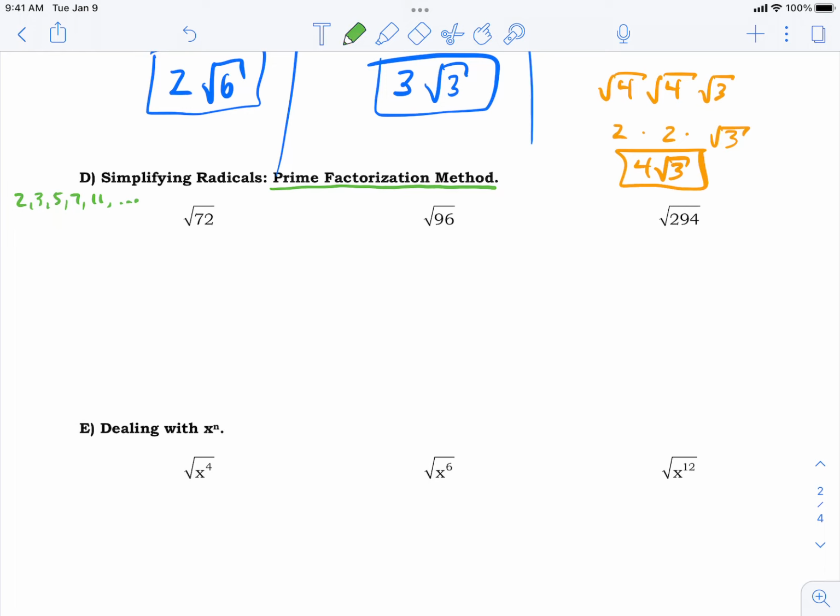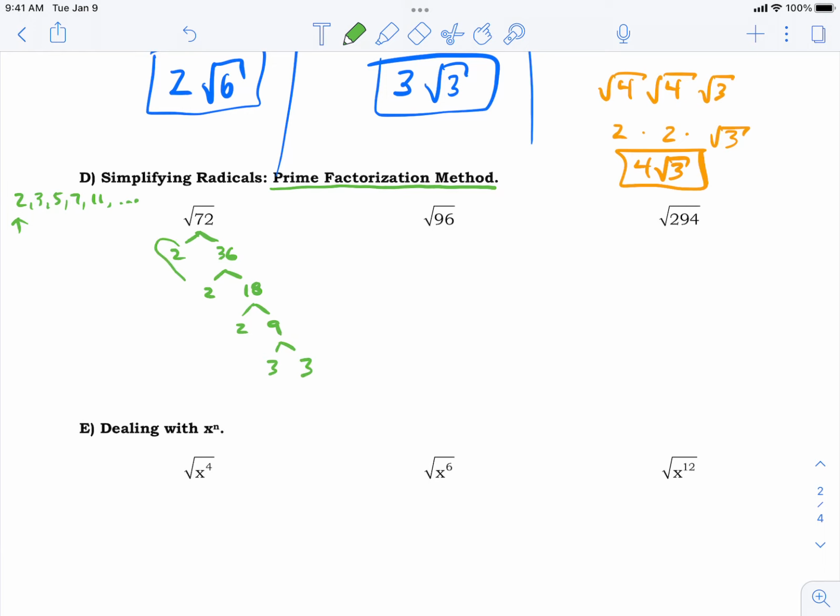I see a big number. I'm going to sledgehammer that sucker. First, I'm going to start by dividing by 2. Can I divide 72 by 2? I sure can. That would be 2 times 36. Keep going. Can I divide 36 by 2? I sure can. That would be 2 times 18. Keep going. Can I divide 18 by 2? I sure can. That would be 2 times 9. Ooh, and now look at the 9. Technically, that would break up as a 3 times 3.